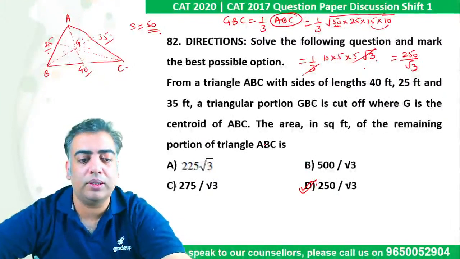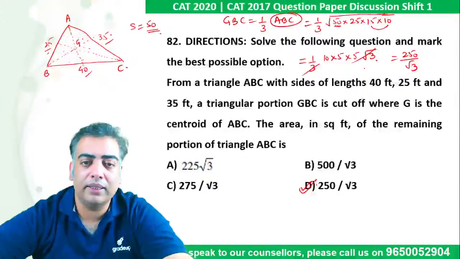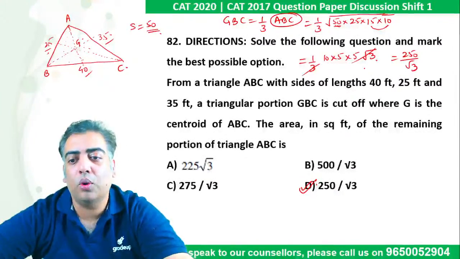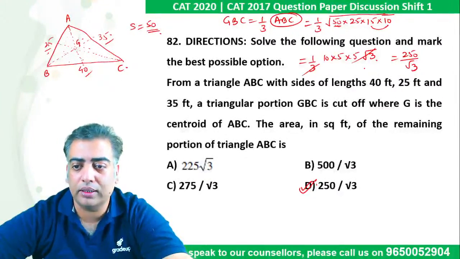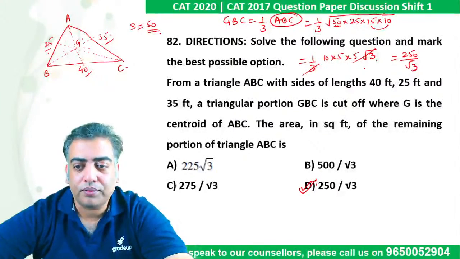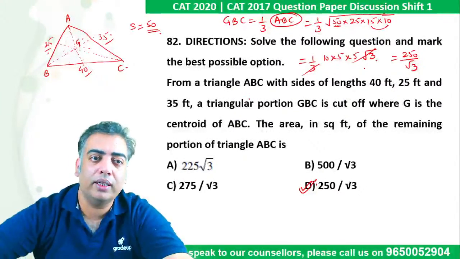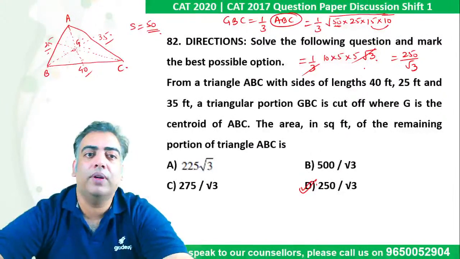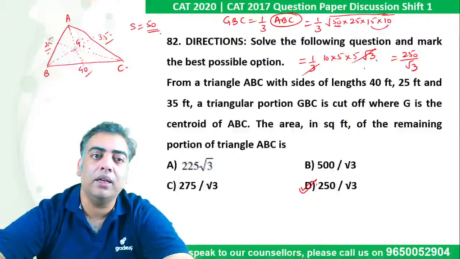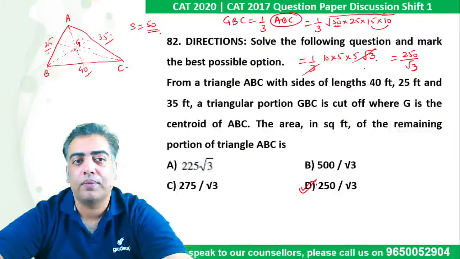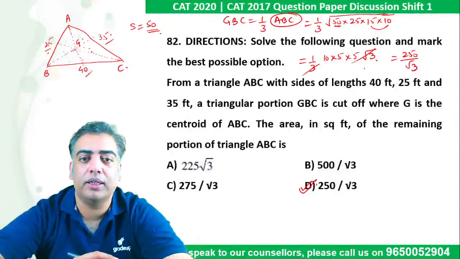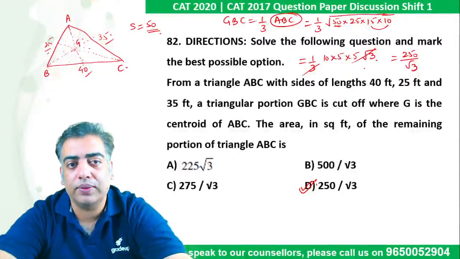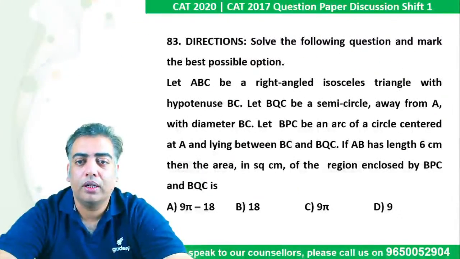So we just need to simplify this value. Again, the calculation is very easy. The only information required here is that area of triangle GBC will be 1/3 area of triangle ABC when medians are drawn. So please keep that information in mind. That information is very, very important.